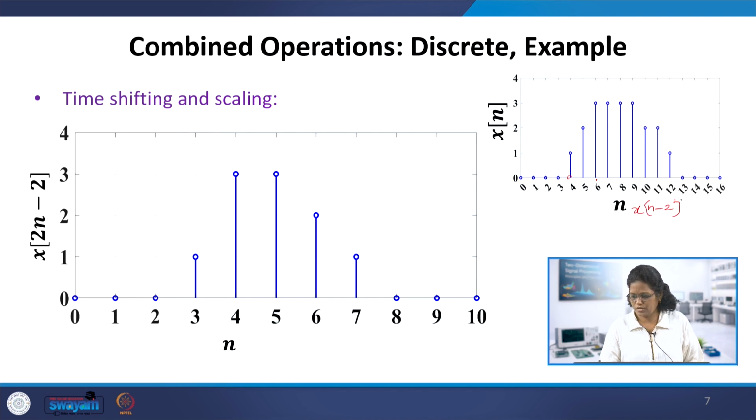After performing x of n minus 2, we multiply the whole base n minus 2 by 2, which would compress the signal. Where it was 6, it has now moved to 3, that is compressed, and where it was 12 to 14, it is now at 7. So that is a compressed sequence, because a is greater than 1 here. If a is less than 1, it would be dilated. So here it is a compressed signal, and this is the outcome for x of 2n minus 2.